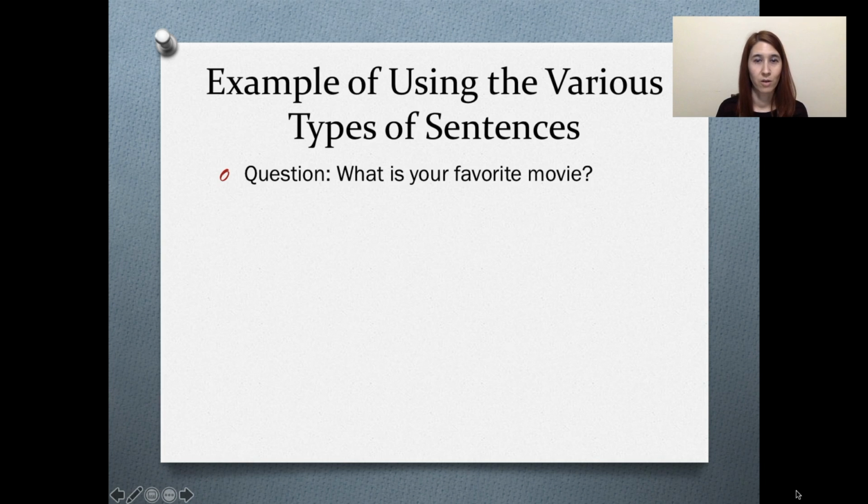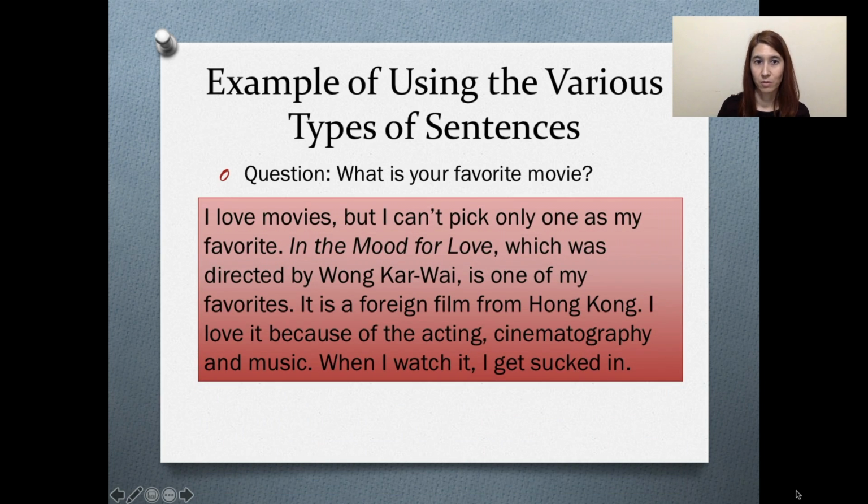So let me show you how you can have sentence variety. Someone might ask me, what is your favorite movie? And maybe I'll respond with, "I love movies, but I can't pick only one as my favorite. In the Mood for Love, which was directed by Wong Kar-wai, is one of my favorites. It is a foreign film from Hong Kong. I love it because of the acting, cinematography, and music. When I watch it, I get sucked in."